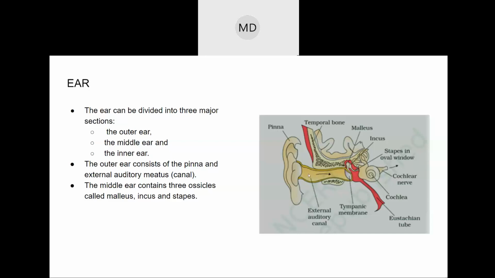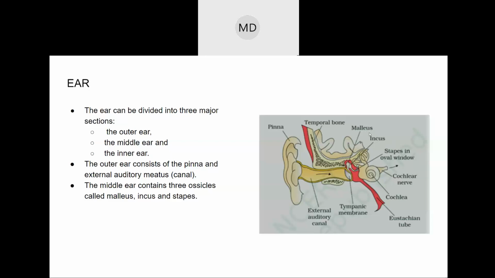Then this is the canal. The sound will travel through this canal, and then the middle ear will come. The middle ear has three ossicles, three parts: malleus, incus, and stapes. This is the stapes, this is the incus, and this is the malleus. These are the parts of the middle ear.